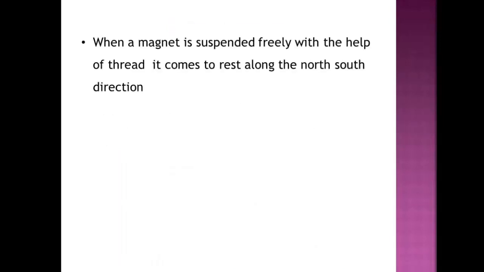Then next, when a magnet is suspended freely, it will come to rest in the north-south direction. If we suspend the magnet with a thread, it will rest in the north-south direction of Earth. One end will be pointing towards north. The pole turning to the north side of Earth is called the north seeking pole. Actually, the north pole which we mark here is a north seeking pole. The south pole which we mark is called a south seeking pole.